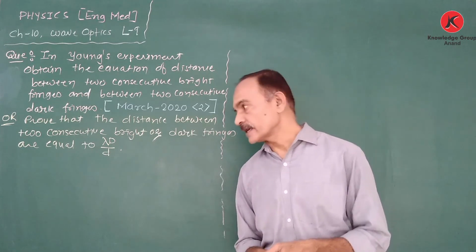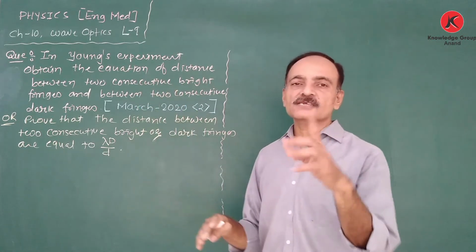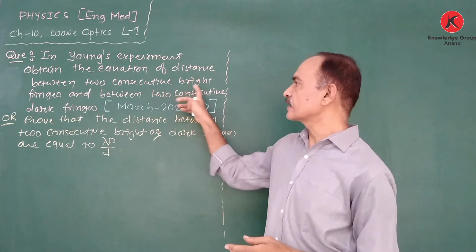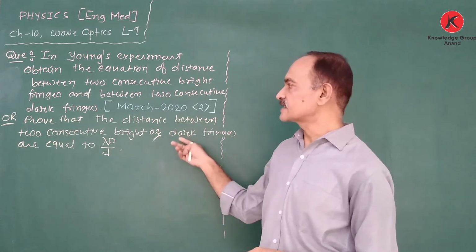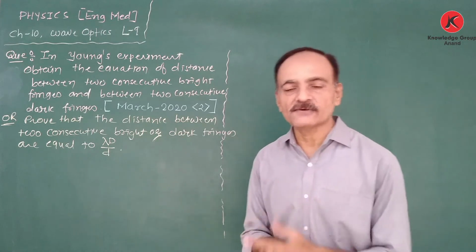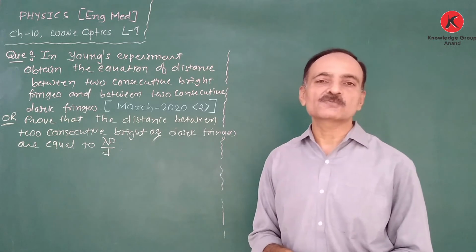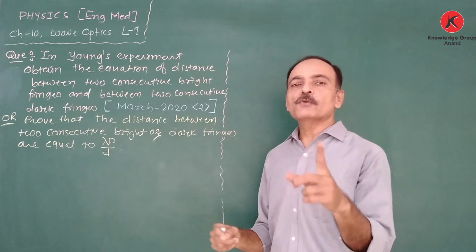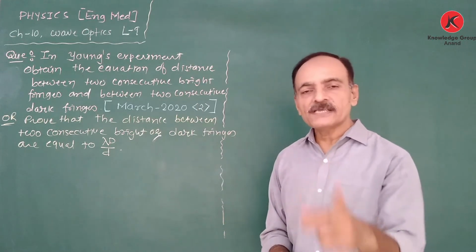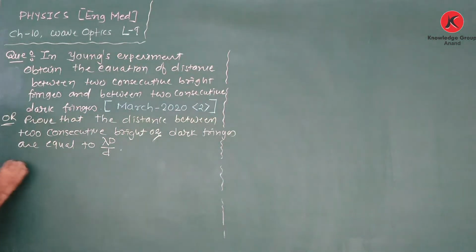Clear this? Okay. Now, today we are going to obtain the equation of the distance between two consecutive bright and two consecutive dark fringes. And we prove that the distance between two consecutive bright or dark fringes is the same and is equal to lambda D upon d. So first we obtain the distance between two consecutive bright fringes. Bright fringes are obtained due to constructive interference. Therefore, we start from this condition for constructive interference.